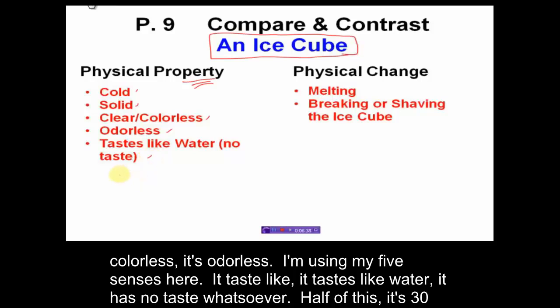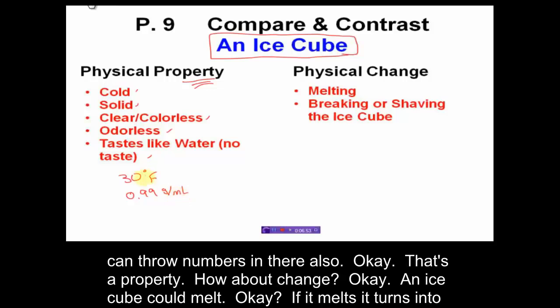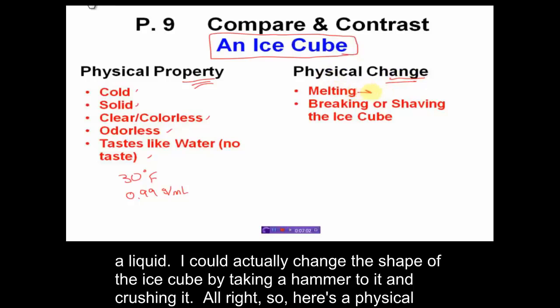How about this? It's 30 degrees Fahrenheit. I can put a number there for it. That's great. I could say it's actually 0.99 grams per milliliter of density. So I can throw numbers in there also. Okay, that's a property. Now a change. An ice cube could melt. If it melts, it turns into a liquid. I could also change the shape of the ice cube by taking a hammer to it and crushing it.